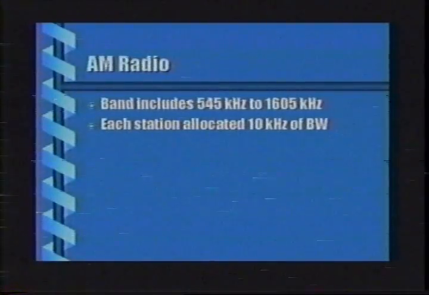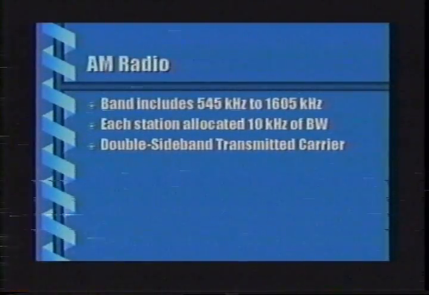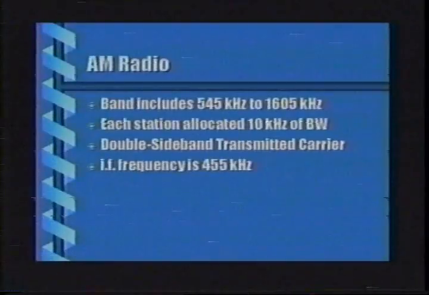Each station is allocated 10 kilohertz of bandwidth. The system utilizes double sideband transmitted carrier. It uses transmitted carrier so that we can use an envelope detector to demodulate the signal. That makes it much simpler and less expensive to build a receiver. The IF, intermediate frequency, used in standard broadcast is 455 kilohertz.